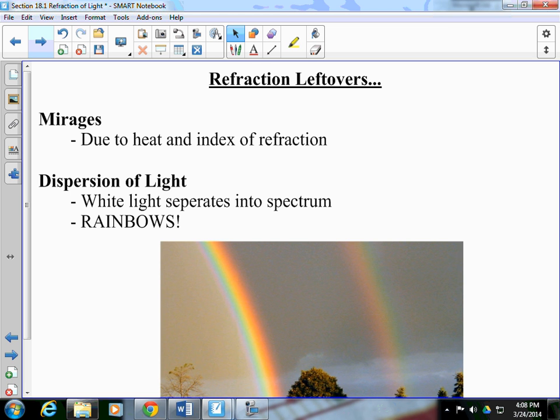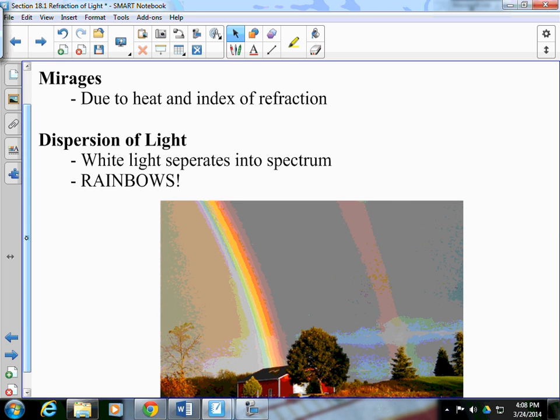Dispersion of light is when white light gets separated into a spectrum, such as through small prisms, such as little drops of water in the air. Just an example of a prism. So that's dispersion of light. That's a rainbow. So mirages and rainbows all have to do with refraction, how light bends when it encounters a different medium, such as air to water, or anything else.